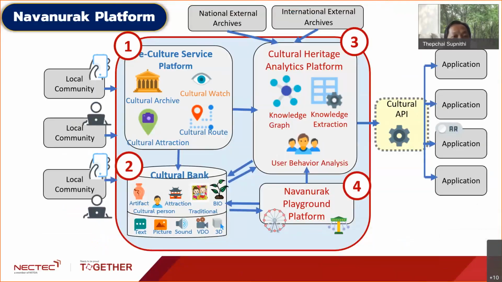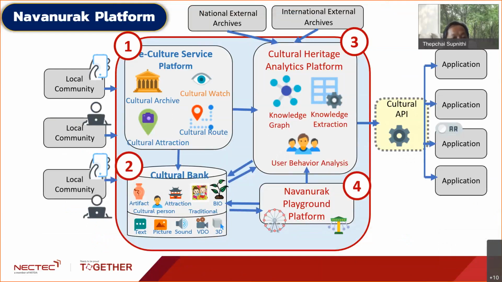And this is the framework of our platform. It is composed of 4 components. We collect the data from the local community, and the first component is the e-culture service platform. There are a lot of things, for example, cultural archive, cultural watch, cultural attraction, and cultural route.